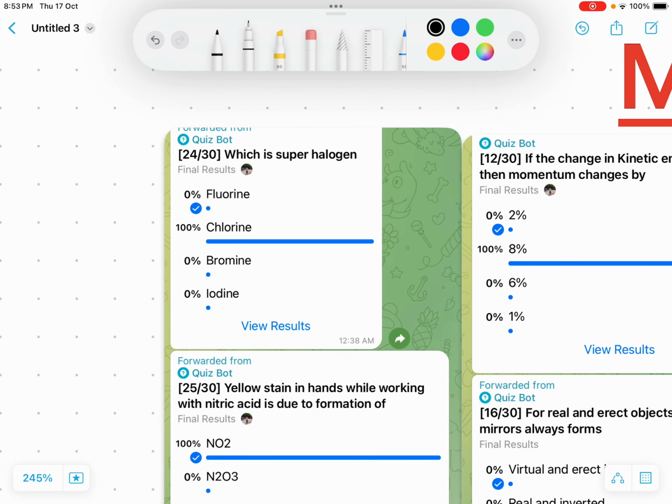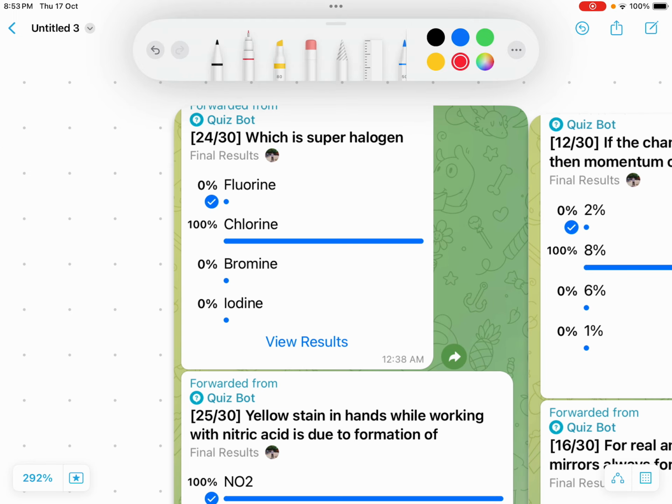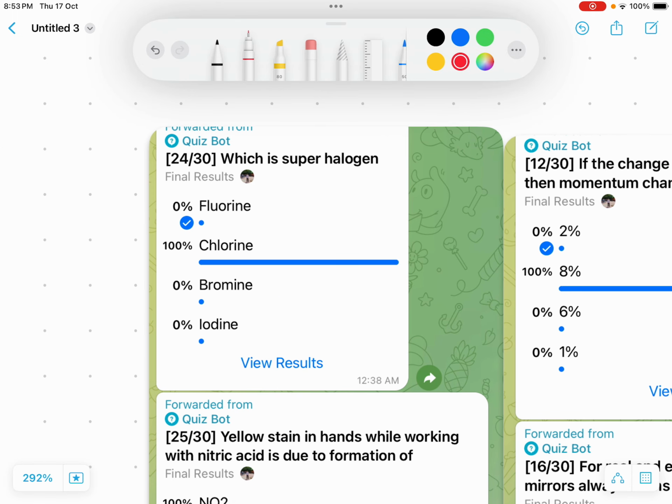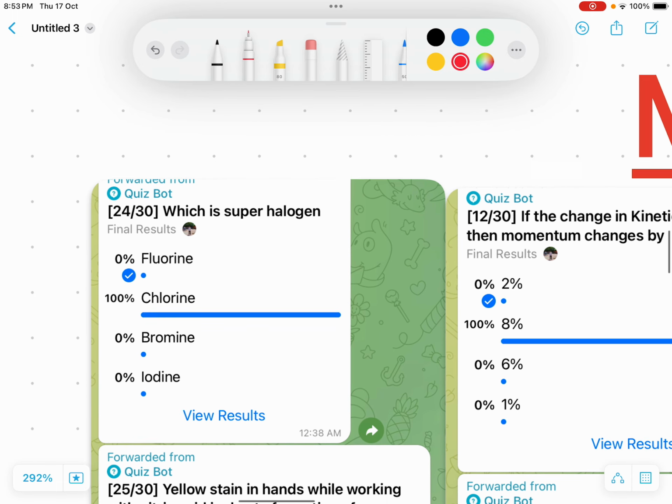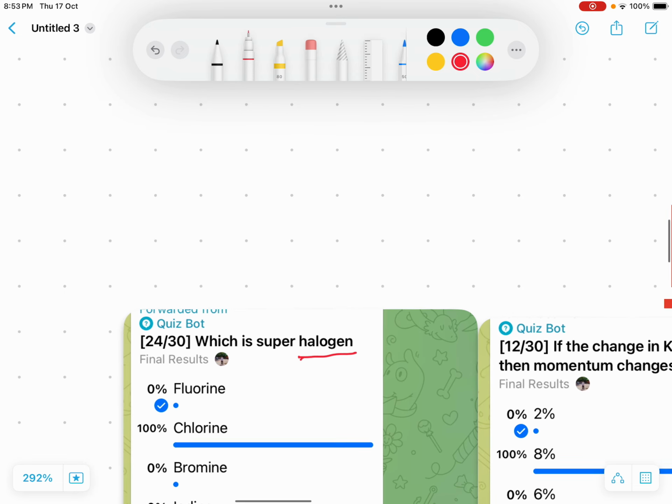So the first question says, which is super halogen? Okay, so basically first, we know what is a halogen.